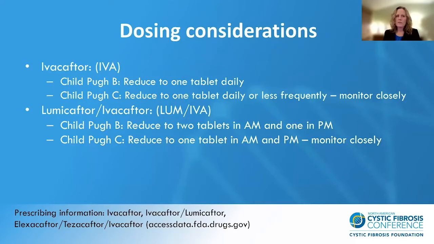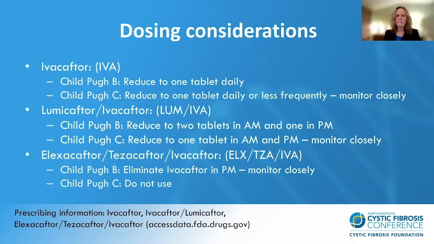Prescribing information for both ivacaftor and ivacaftor-lumacaftor have dose reductions for class B and class C, meaning that a child with Child-Pugh A should be able to start the medication at a normal dosing. Elex-Tez-Iva has a dose reduction for Child-Pugh B and recommends not to use the medication in Child-Pugh C.